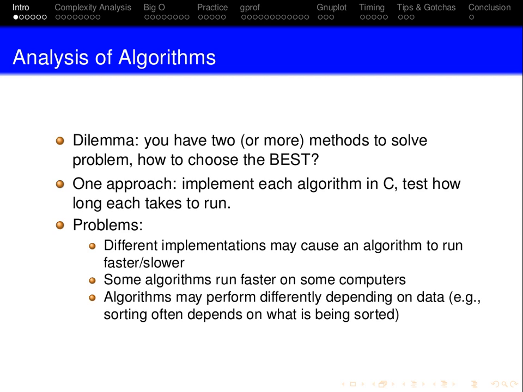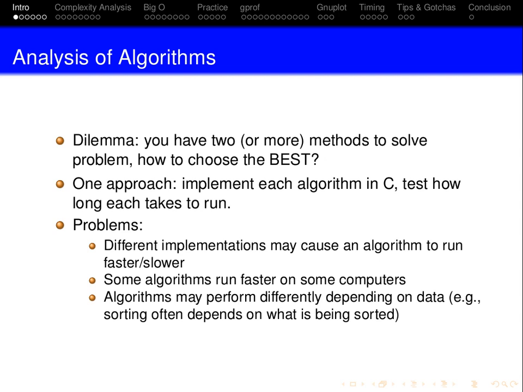First off, you may have different implementations. My implementation may run better than your implementation or vice versa. Some algorithms run faster on some computers. This is actually a very interesting problem when you go to architecture, because your algorithm may run very well on this machine, but not very well on the machine next door. And that would make your analysis incorrect.